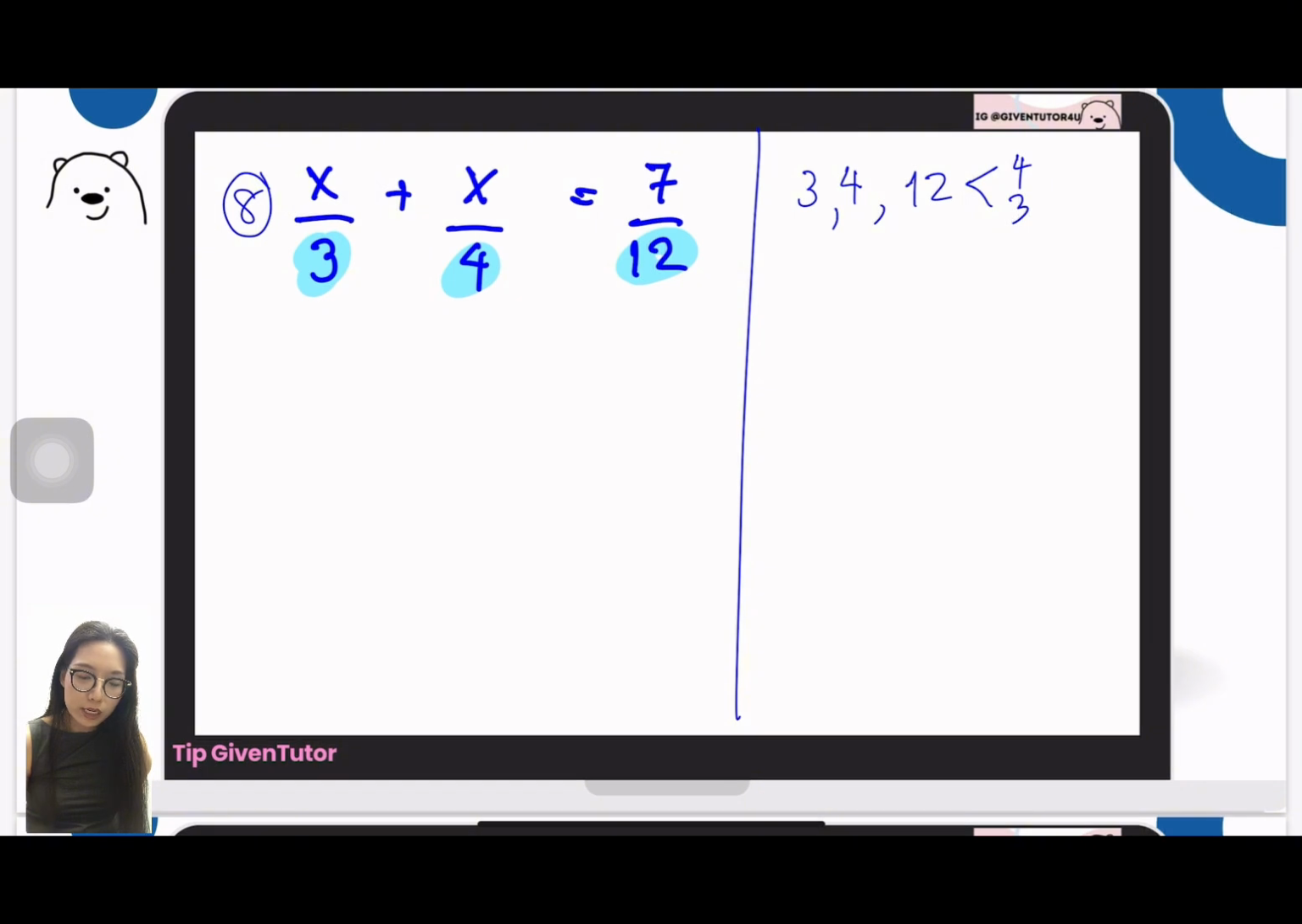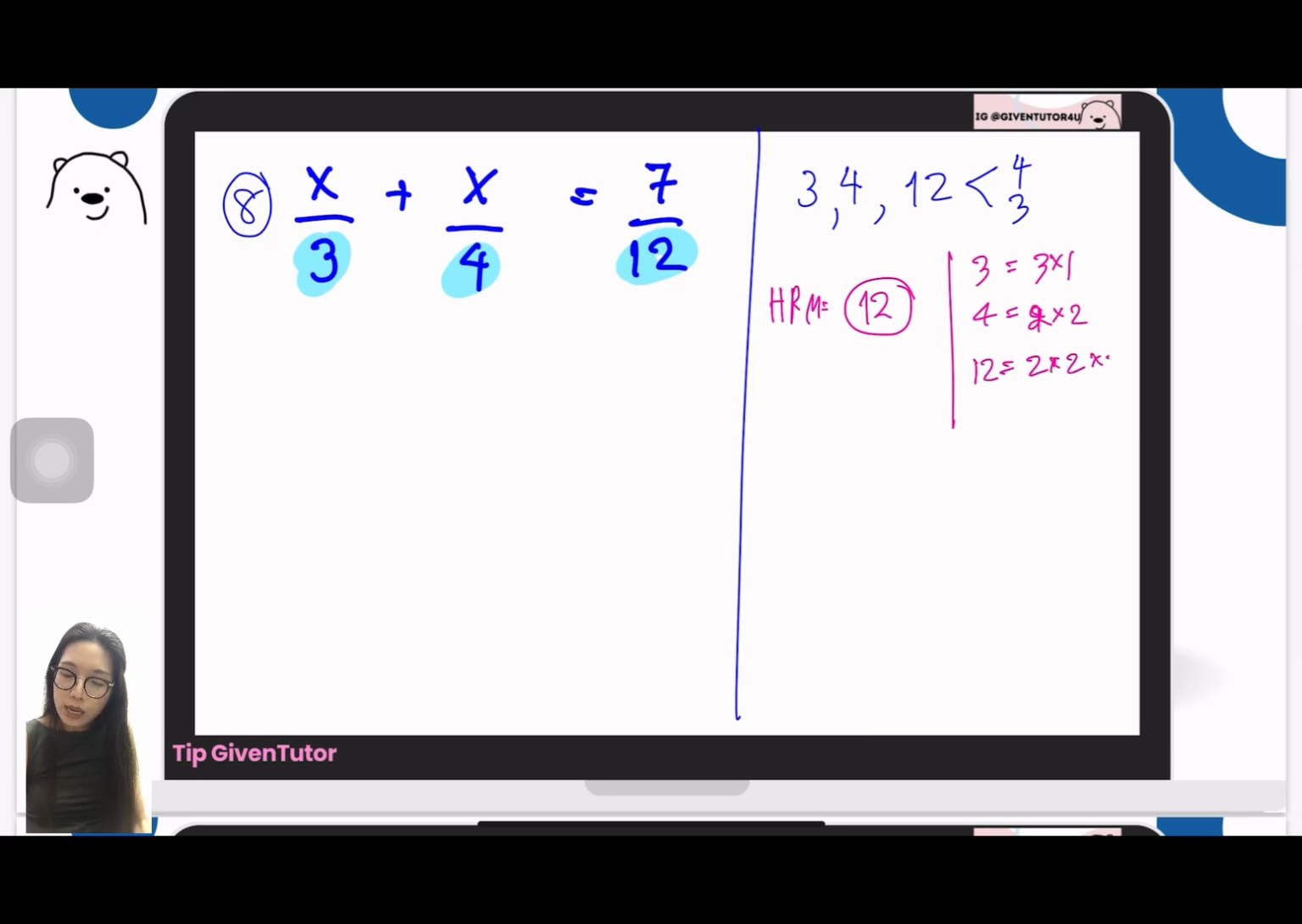So what do we change in here, right? We'll change like here the first thing. You will get the highest factor among 3, 4, and 12, right? The highest factor is 12, the LCM, right? So what we have right now: 3 is equal to 3 times 1, 4 is 2 times 2 exactly, and then 12 you get 2 times 2 and then times 3 right here.